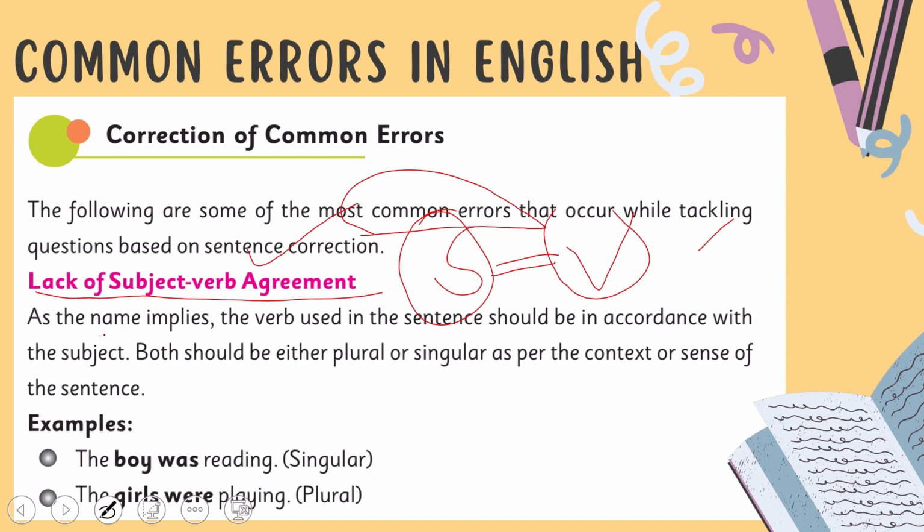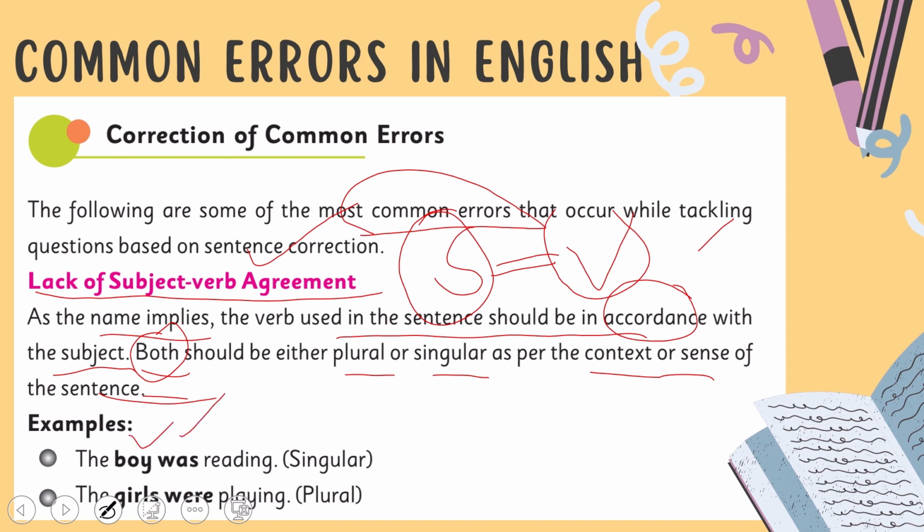As the name implies, the verb used in the sentence should be in accordance with the subject. Both should be either plural or singular as per the context or sense of the sentence. If you have, like, the boy is singular, then you can use "was." The boy was reading. If you say the boy were reading, that's wrong. "Were" is used for more than one person. It's a plural.